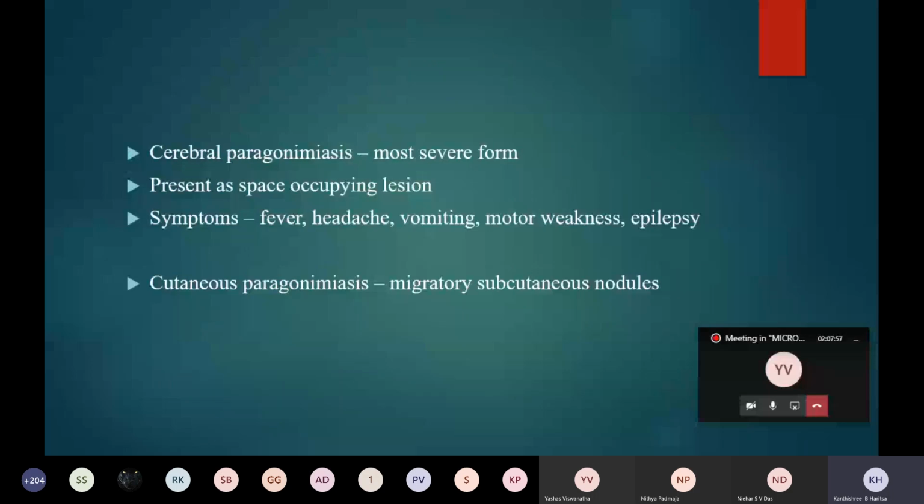Cerebral paragonimiasis is the most severe form. It will present as a space occupying lesion. The symptoms will be fever, headache, vomiting, motor weakness, epilepsy. Then in cutaneous paragonimiasis, you see migratory subcutaneous nodules.